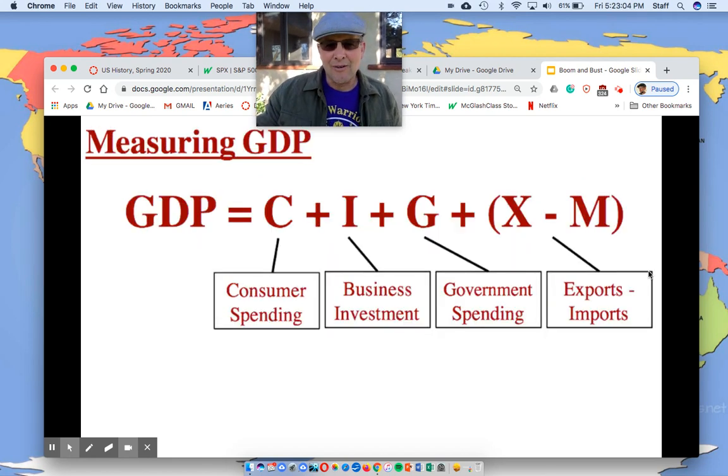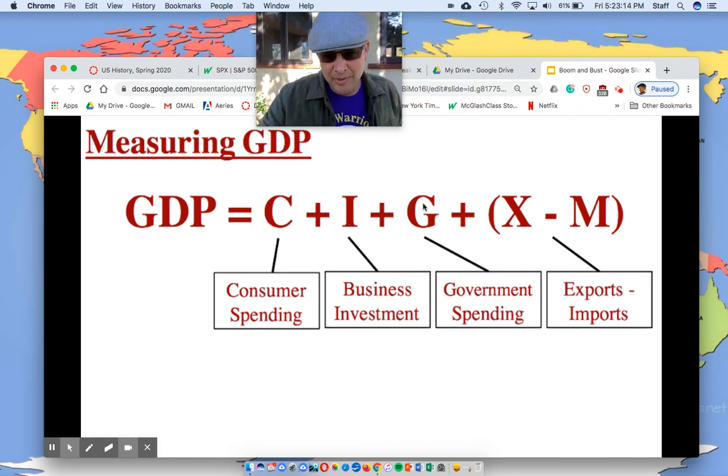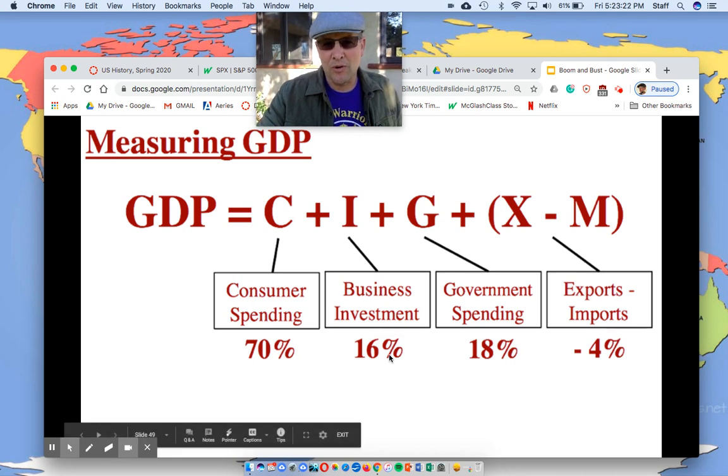All right. Now, economists have an equation that they love that explains GDP. That GDP is a combination of consumer spending, business investment, government spending, and then our trade. The more we export, the better. The more we import, the worse. Okay? And what you end up with is certain percentages of the overall GDP.